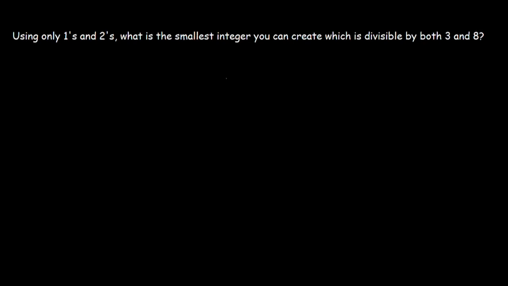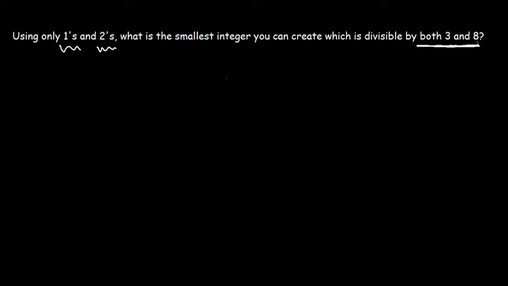Using only 1s and 2s, what is the smallest integer you can create which is divisible by both 3 and 8? Alright, so we get some key points that we need to focus on while solving this problem. The first one is that we have to only use the two numbers, which are 1 and 2. So we get two key points right there. We're asked to find the smallest integer that is divisible by both 3 and 8. So it's another thing we need to focus on, right?